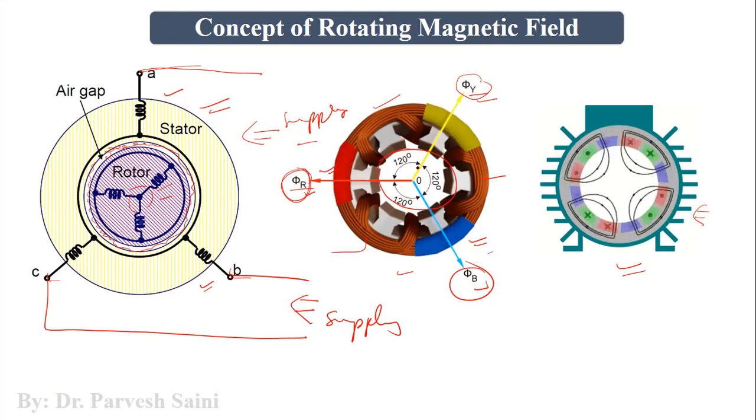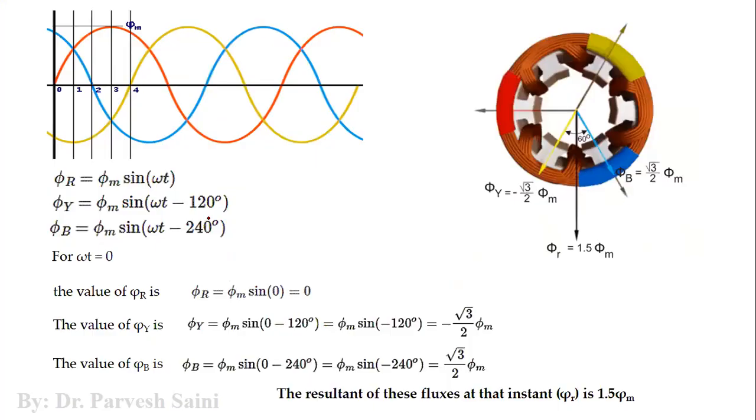Then in the second diagram, we have seen that this three-phase winding produces a three-phase flux. Now this three-phase flux is at 120 degree apart from one another and it is represented by three phases. And in the third animated picture, you can see that the flux is rotating in nature. So let us come to the next slide.